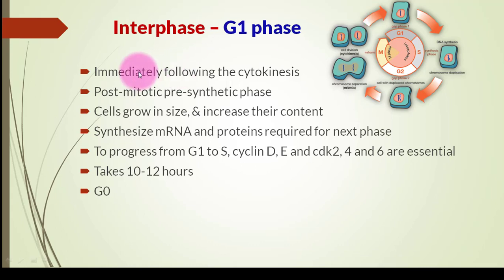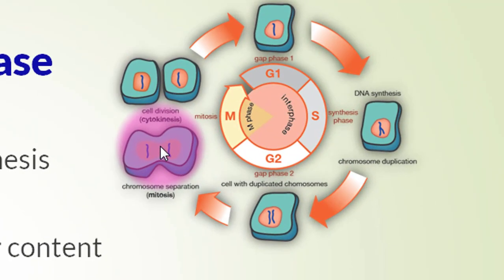As I said, it is also called a post-mitotic pre-synthetic phase, or a gap phase, and it follows the cell division. So what happens during this phase? What happens to the cell? After cell division, a product of a single cell dividing into two, giving two daughter cells. Cell division produces from one single cell two daughter cells.